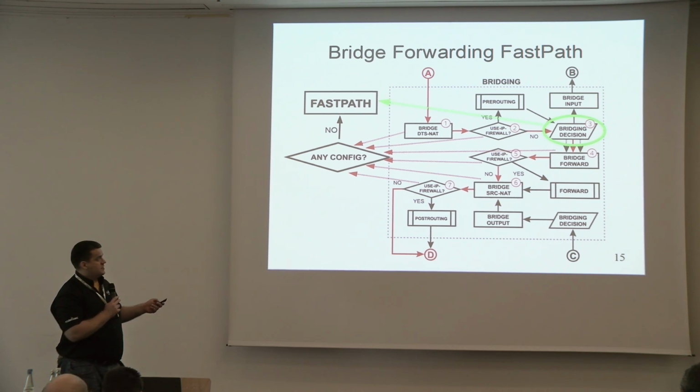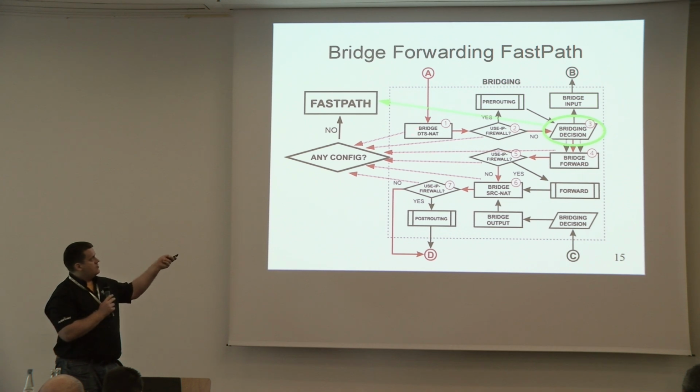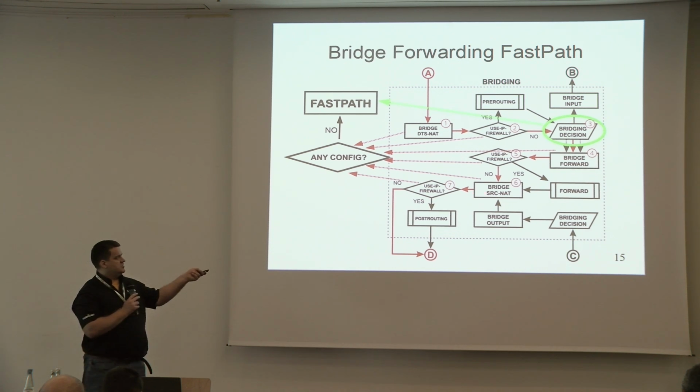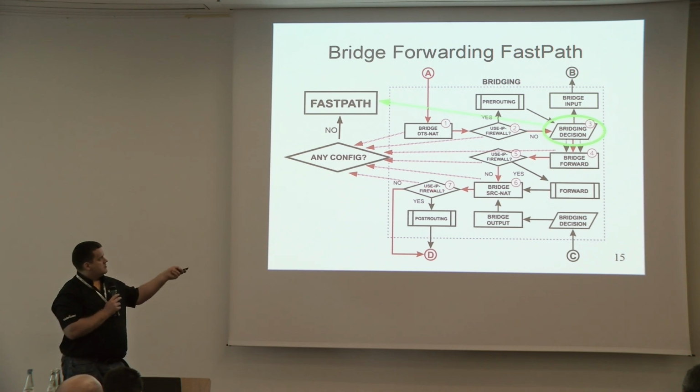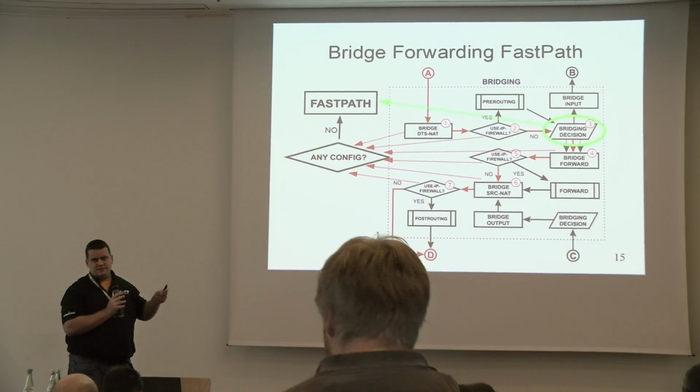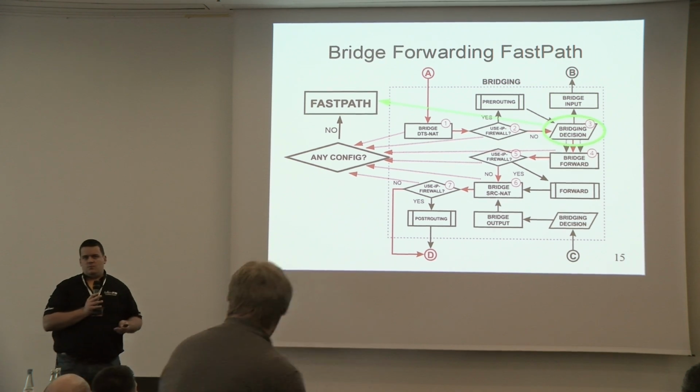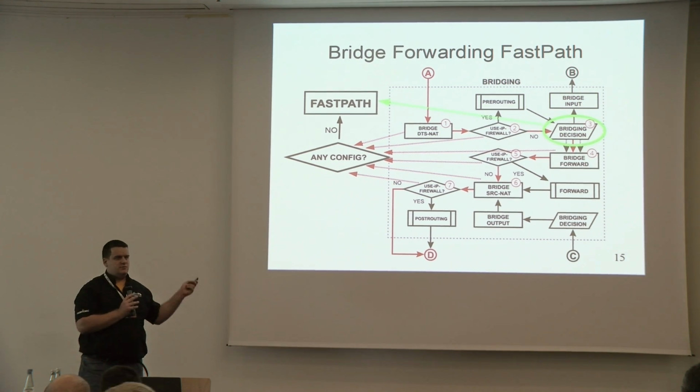This initial FastPath works very simply. It checks all these boxes if there is any configuration. So if you have no configuration in destination NAT, bridge destination NAT, bridge source NAT, bridge forwarding, then FastPath will talk directly to your bridging decision. That's it. Traffic will go directly to the bridging decision and from the bridging decision over there, nothing more.